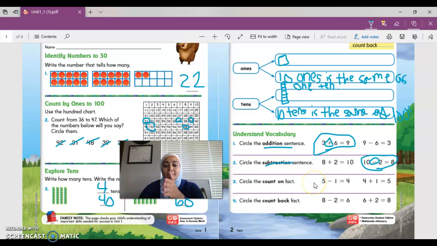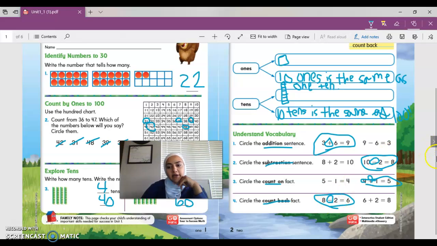If I say count back, then you're counting back 1, then you're taking away 1. So count on means adding 1. So which one shows adding? 4 plus 1 equals 5, because you're counting on. You keep on going. If I say count back from 5, then you say 5, 4, 3, 2, 1. And that means you're taking away. So 8 minus 2 equals 6, and that means we are counting back because you are taking away.